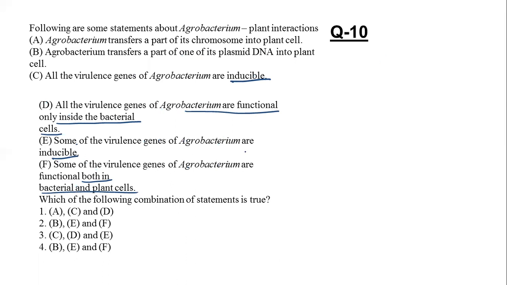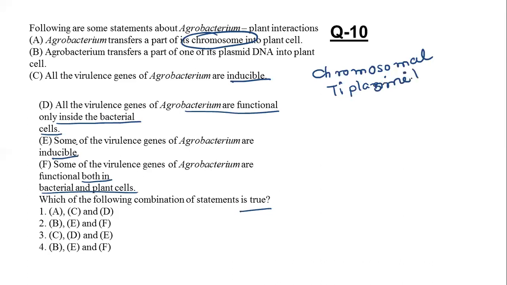Now see which of the following statements is true. In the case of Agrobacterium transferring a part of its chromosome: no, actually, bacteria have their own chromosomal DNA, which is also circular, but the transformation occurs through the plasmid, because the Ti plasmid region is plasmid DNA.